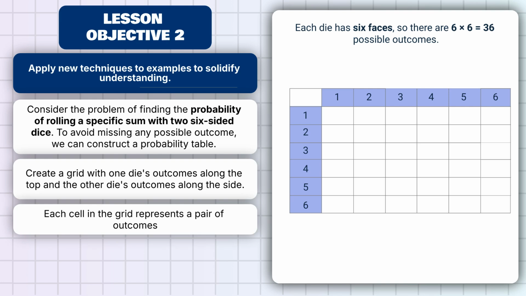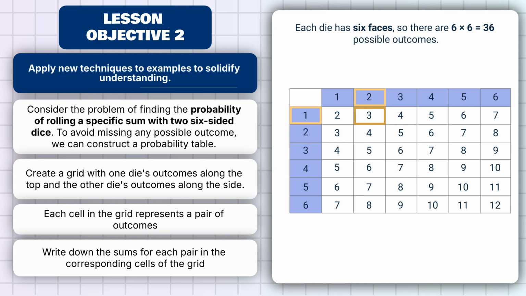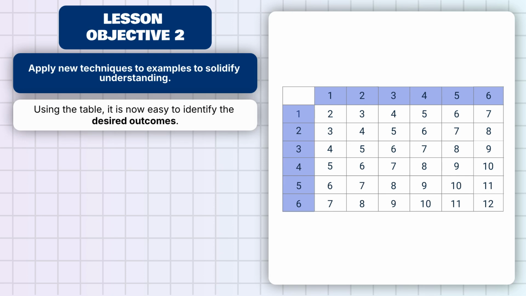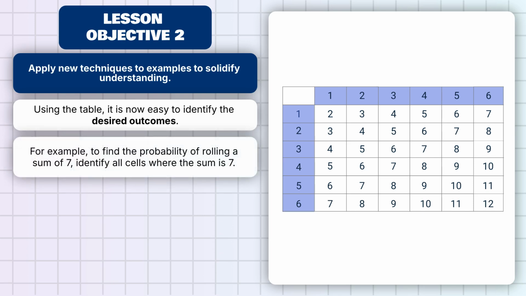Each cell in the grid represents a pair of outcomes, for example, rolling a 1 on the first die and a 2 on the second die. Write down the sums for each pair in the corresponding cells of the grid. Refer to the provided probability table diagram. Using the table, it is now easy to identify the desired outcomes. For example, to find the probability of rolling a sum of 7, identify all cells where the sum is 7.